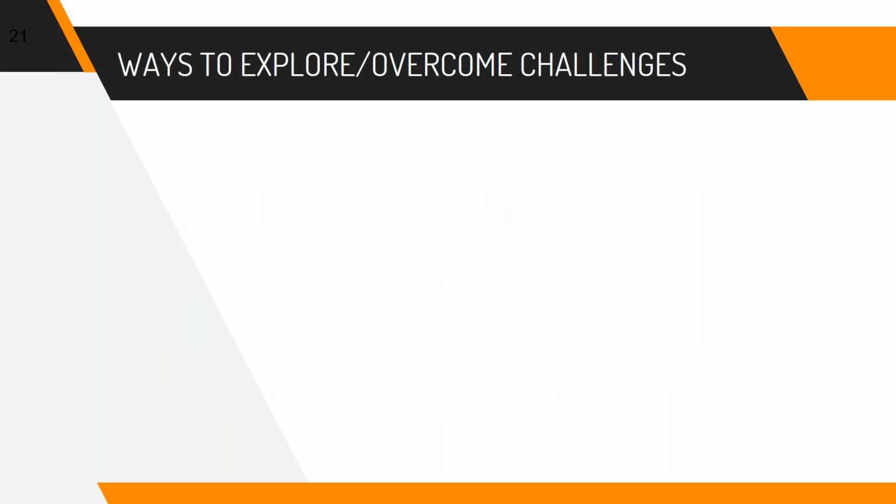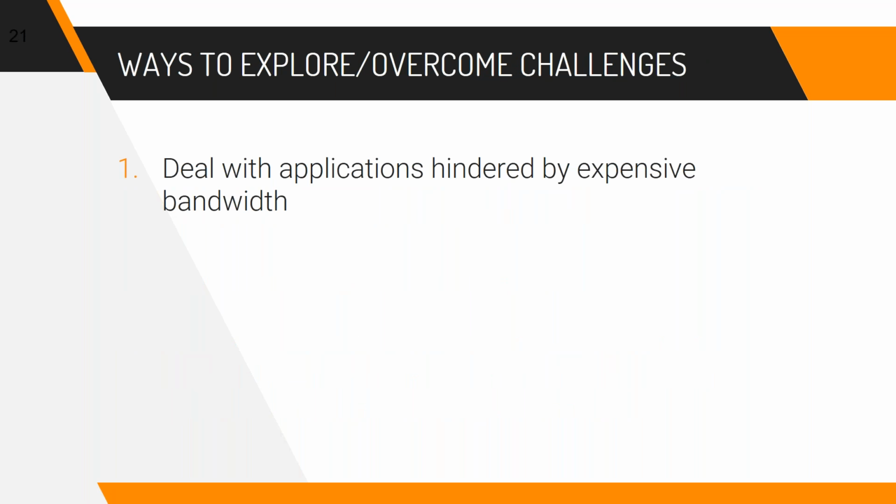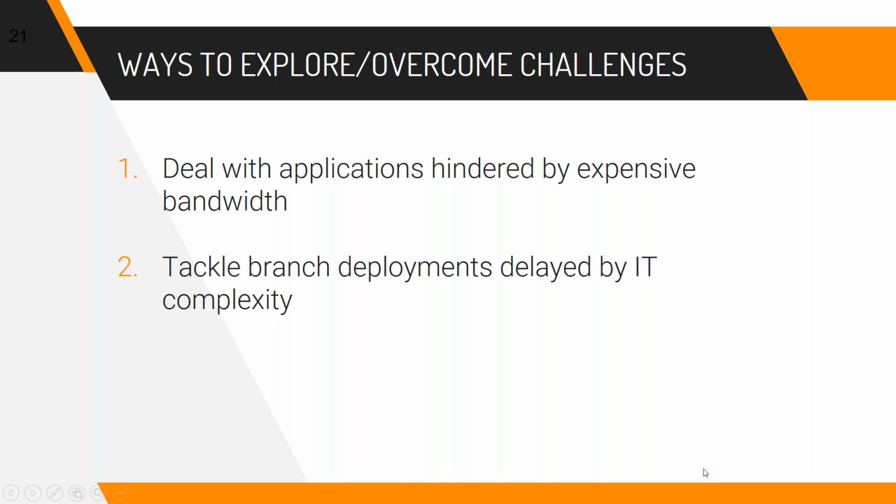So we now have the ways to explore and overcome those challenges. We can deal with applications hindered by expensive bandwidth through SD-WAN because we can purchase less expensive bandwidth through a public IP. We can have lots of bandwidth come in from multiple internet providers, and we can then prioritize that traffic over those internet providers. We're not locked into an MPLS. We can still use it if it's already on site, but we can then couple it and have a union between an MPLS and a public internet branch.